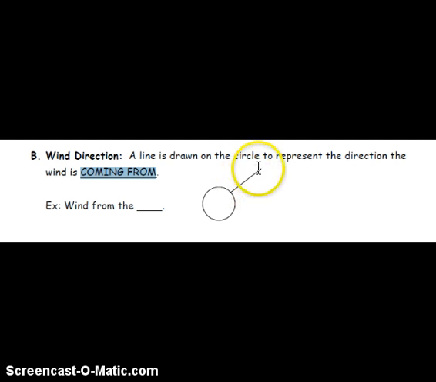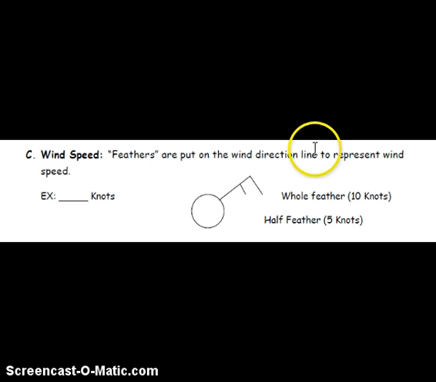This right here is the tail on the station model, and we can see that the wind direction would be coming from the northeast. So you should write northeast in there, because this is the compass direction that this tail is pointing. Whatever direction the tail is pointing, that's the direction the wind is coming from. The wind speed is also indicated on this tail. These things called feathers are drawn in a way to represent how fast the wind is blowing.